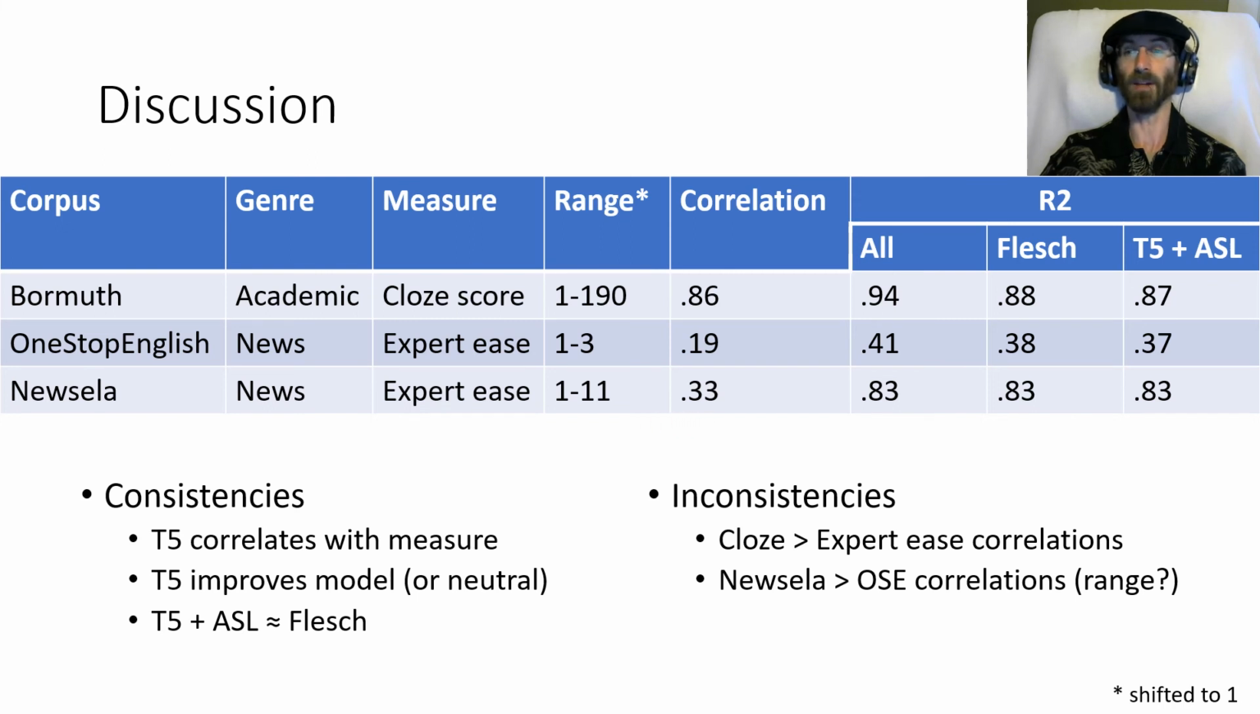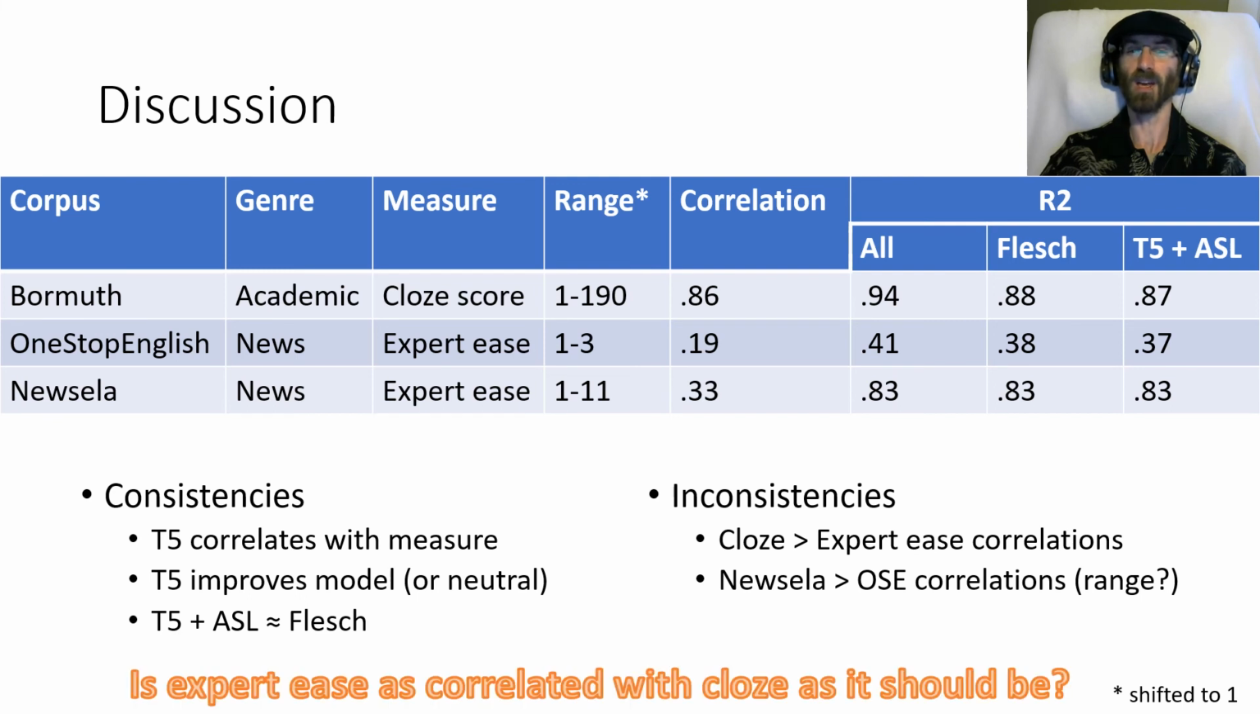Recall that for One Stop English, there was no correlation with ASL and AWL. So one of the things that comes to mind that I wonder about when looking at these results is whether the expert ease constructed corpora really are that strongly related to Cloze-based readability or human subjects data collection. That's really my question here: is expert ease as correlated with Cloze as we would expect it to be? And unfortunately, I have no data to speak to that one way or the other.